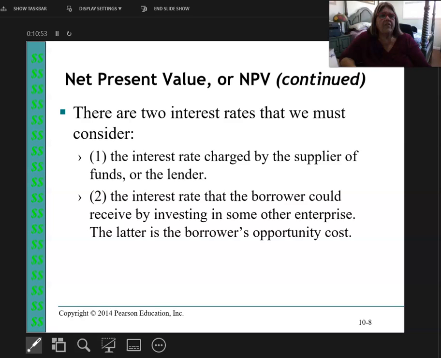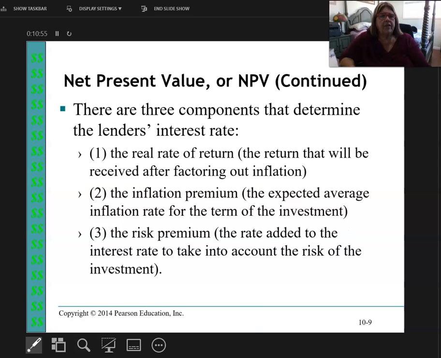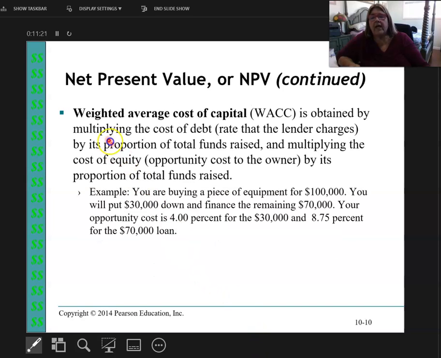And a couple things that help you understand the lender's interest rate are the real rate of return. How much am I really getting after I take inflation out of the picture? What is the inflation and what is the risk premium on this? So let's actually take a look at something. I am going to just show you quickly one of these. This is called the NPV. And here, actually, there's one called weighted average cost of NPV. And it says, okay, we obtain, sorry about that, guys. I feel like I'm reading the PowerPoint.